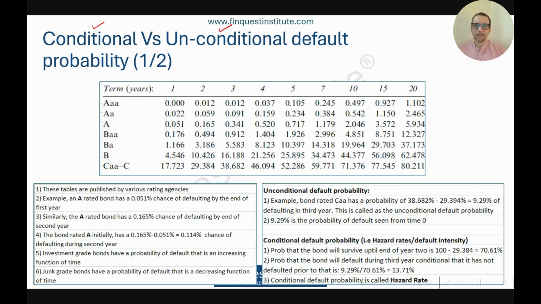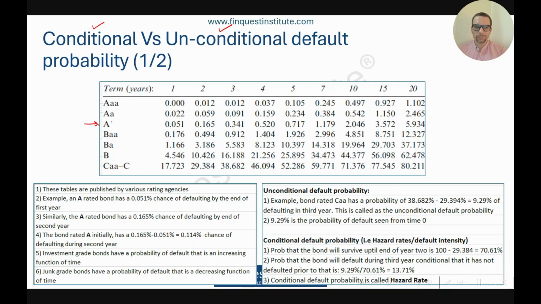So we have the term in years, which is shown as the top row, and then we have the rating scale right from AAA up to CAA, which is the first column. And then we have all of these set of numbers. We'll understand how to interpret this. For example, let's say we take a bond which is rated A. These numbers pertain to the idea of probability of default, and we are trying to use them in order to extract what we call conditional and unconditional defaults.